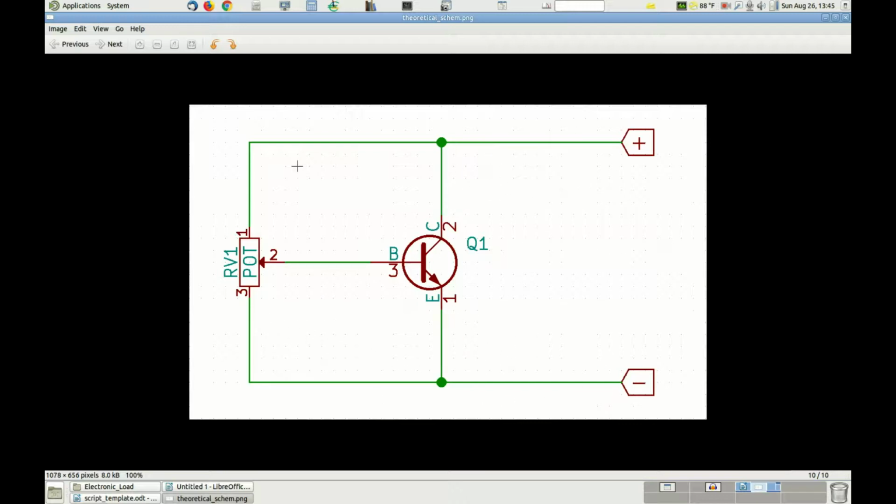One way to solve this problem is to add another resistor in series with pin 3 of the potentiometer, so that the first slight movement of the potentiometer would be enough to pass the threshold of the base voltage and make the current flow.